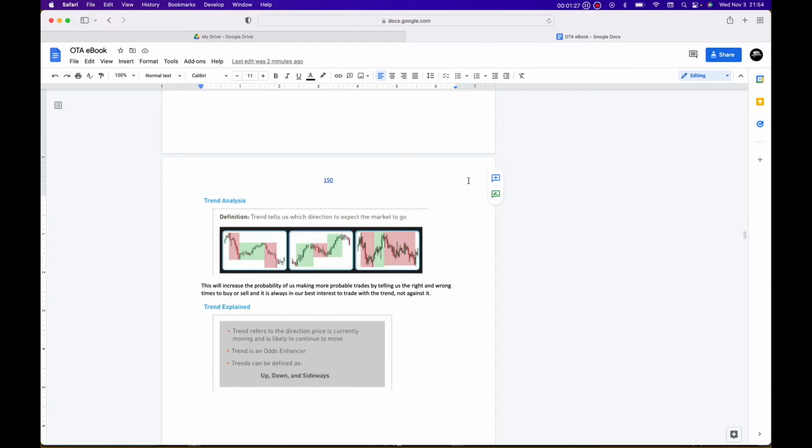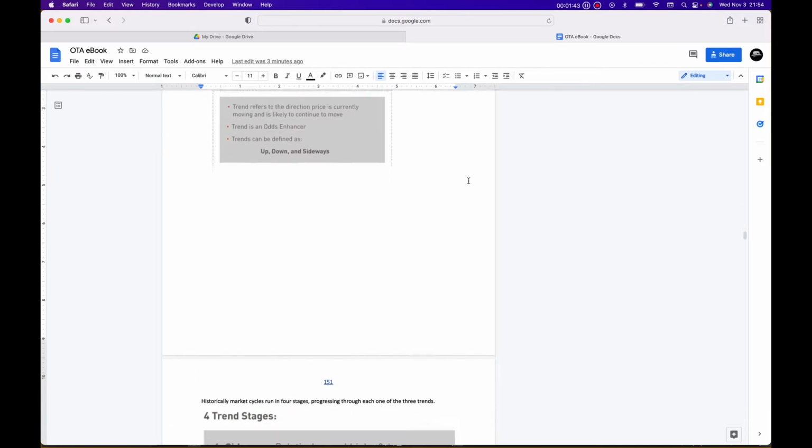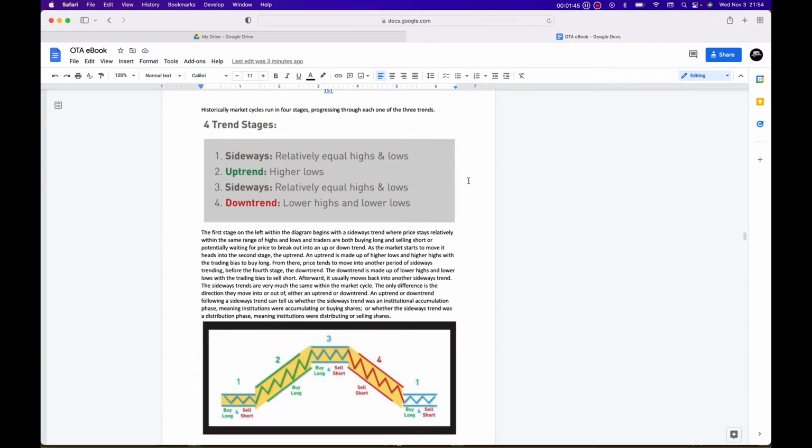Trend refers to the direction price is currently moving in and is likely to continue moving in. Trend is also one of our odds enhancers. Trend can be defined as an uptrend, a downtrend, and a sideways trend. Now, historically, market cycles run in 4 stages, progressing through each one of the 3 trends.